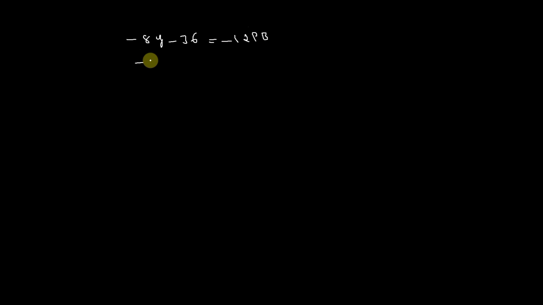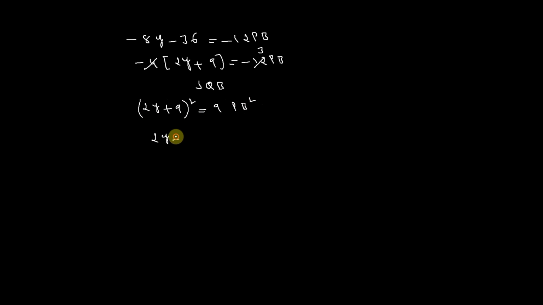I can take minus 4 common here: 2y plus 9 is equal to minus 12 PB over minus 4. So both sides I can cancel minus 4, this is 3 PB here. Again squaring both sides, this can be written as 2y plus 9 whole square is equal to 9 PB square. Again substitute PB square there. 9 into PB square means x minus 0 whole square plus y plus 2 whole square.